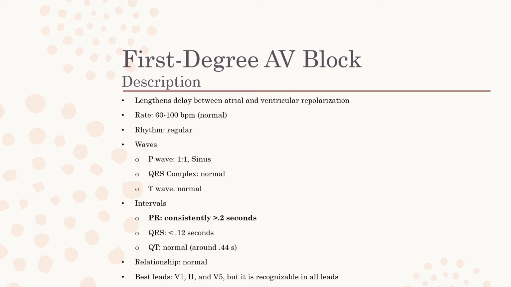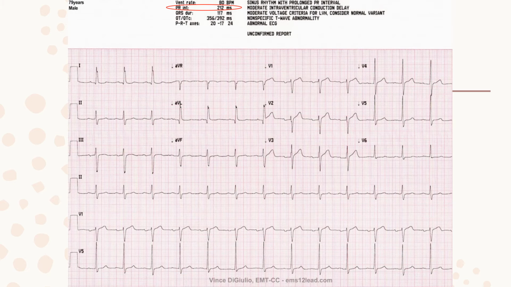The best leads are V1, V2, and V5, but it's really recognizable in all leads. And we'll take a look at that here. So if you look at this 12-lead EKG, I'm looking over here in lead 2. It's not extremely obvious that this is a first-degree heart block like some of the ones I've seen, but if you look up at the top, circled in red, you can see that the PR interval is 0.212, so it's greater than 0.2.